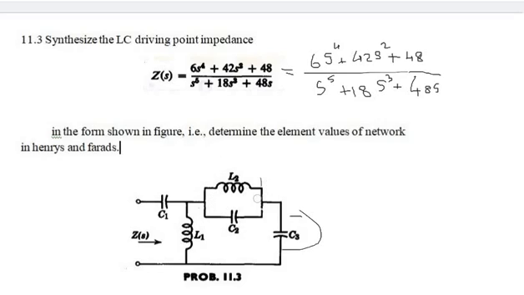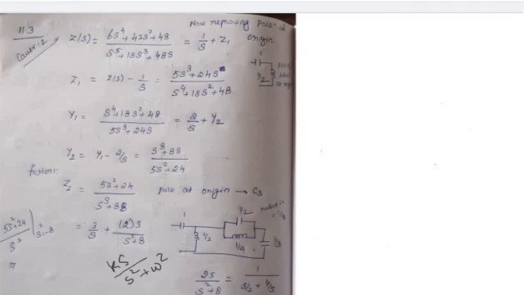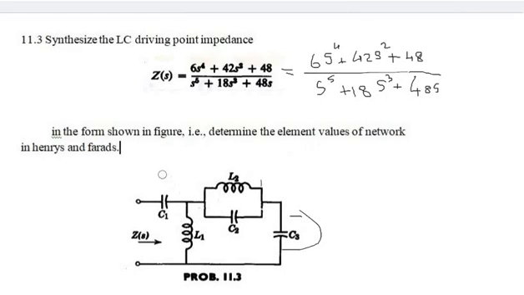You can realize it in any form, like Foster 1 form, Foster 2 form, Cauer 1 form or Cauer 2 form. Here, if you watch this, it looks like a capacitor and inductor in series and parallel combination. So it looks like a Cauer 2 form. This part looks like a Cauer 2 form, and this part looks like a Foster 1 form.